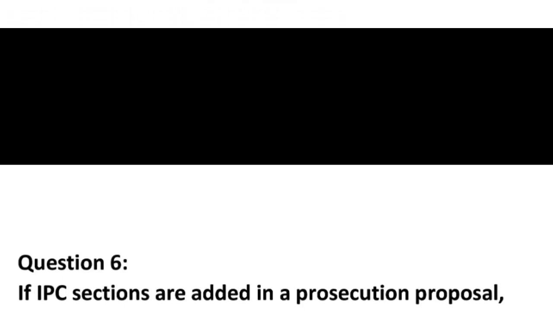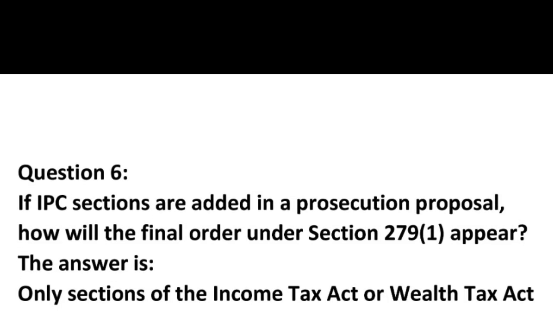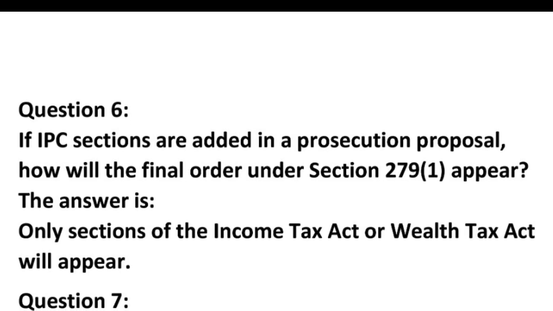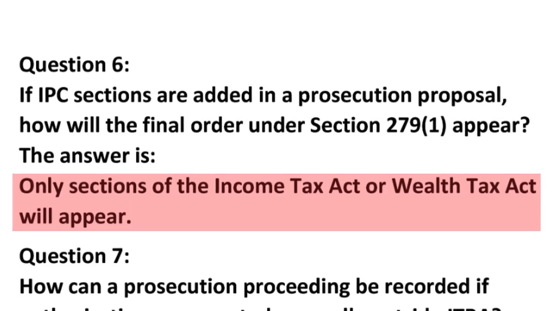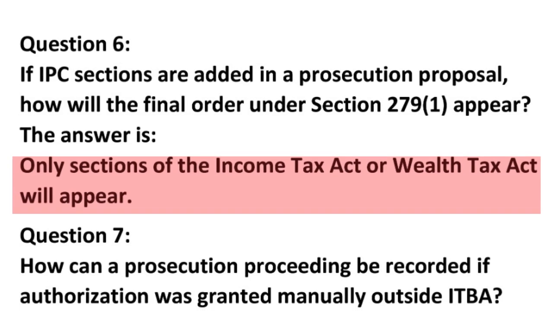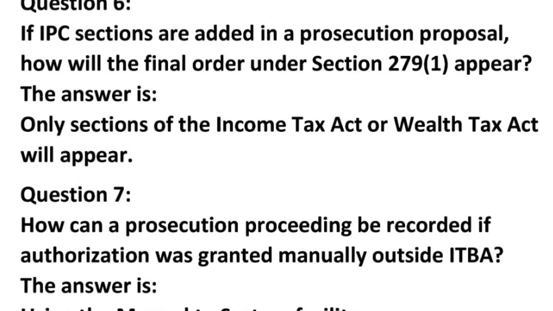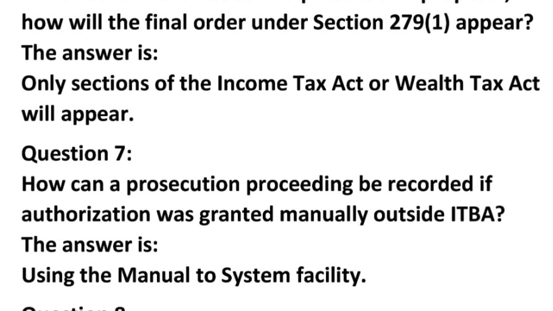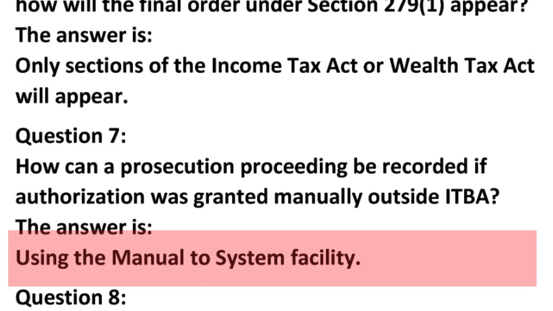Question 6. If IPC sections are added in a prosecution proposal, how will the final order under Section 279(1) appear? The answer is only sections of the Income Tax Act or Wealth Tax Act will appear. Question 7. How can a prosecution proceeding be recorded if authorization was granted manually outside ITBA? The answer is using the manual to system facility.